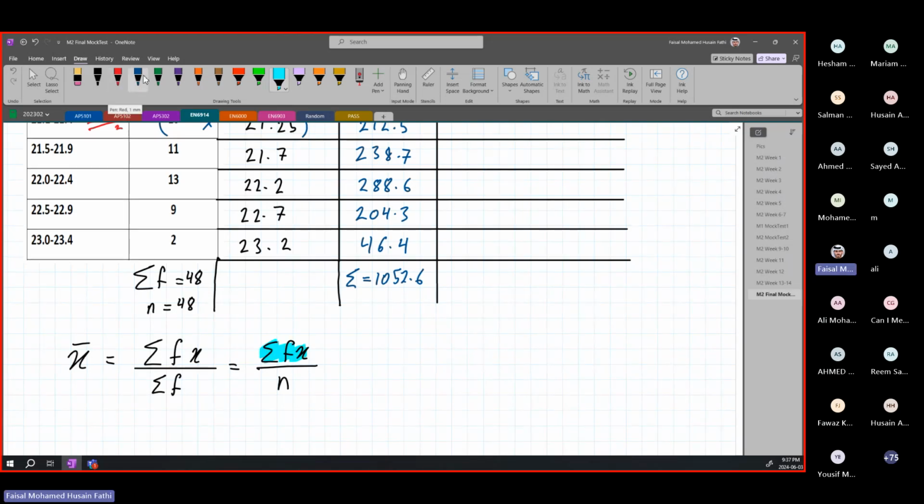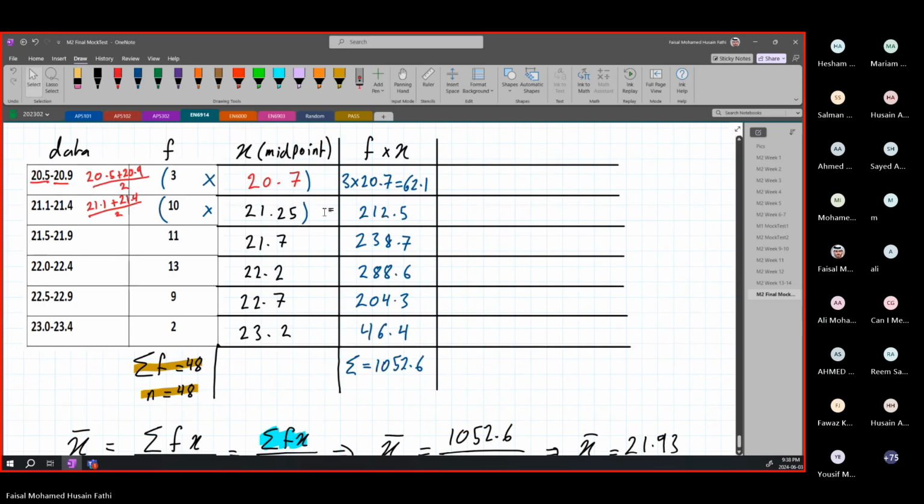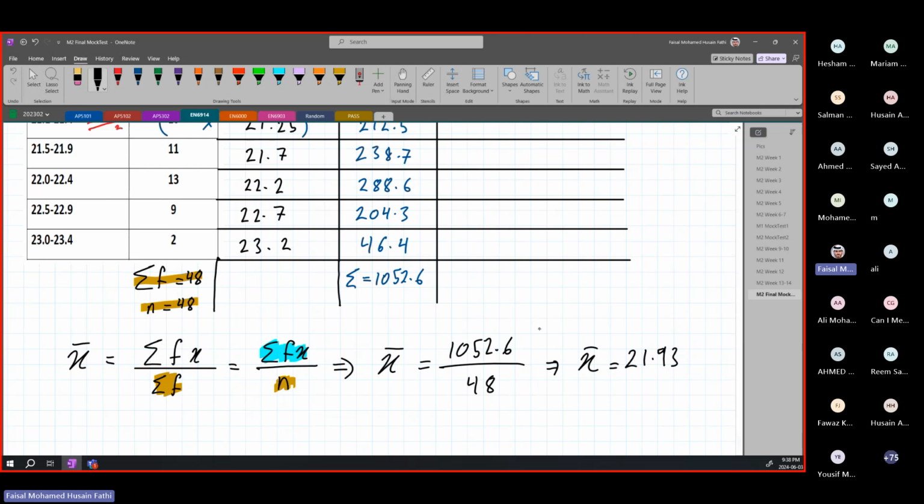And we have already found our n from the beginning, or our sigma f. It's the same thing. So the x average, or our mean, is 1052.6 divided by 48. Therefore, our average, when you divide this by 48, is 21.93 ohms. We are talking about resistors, right? Yes, resistance in ohms. So your average ohm value is 21.93, or the mean value.